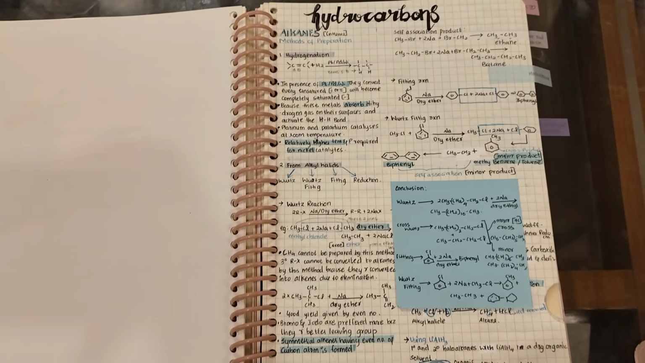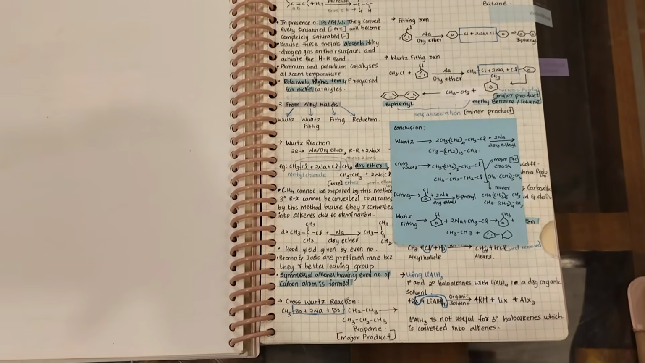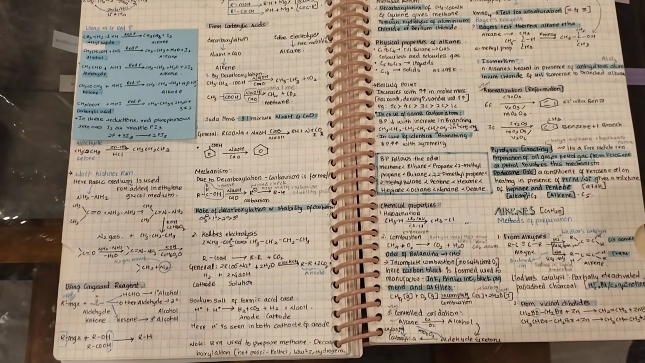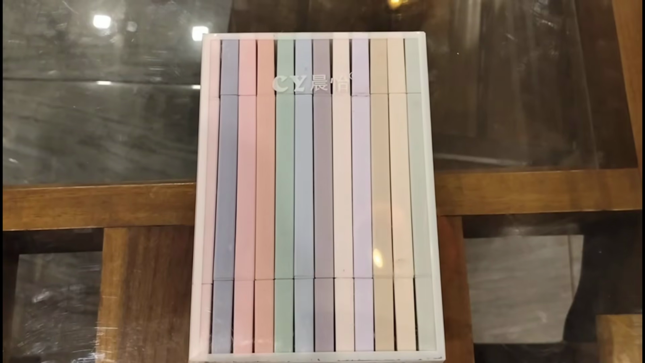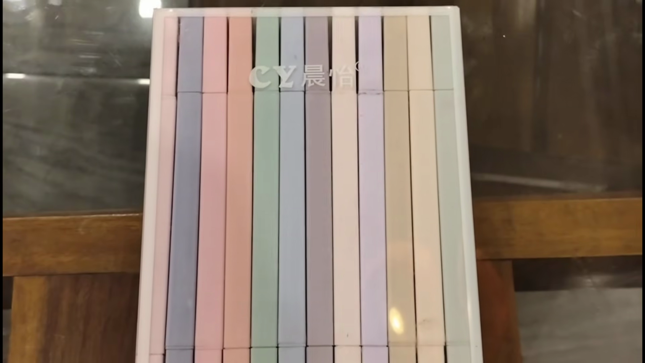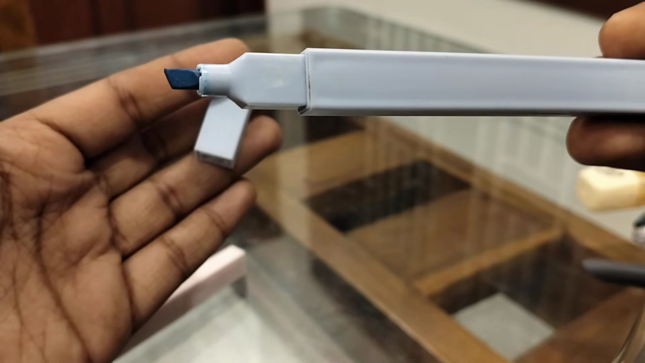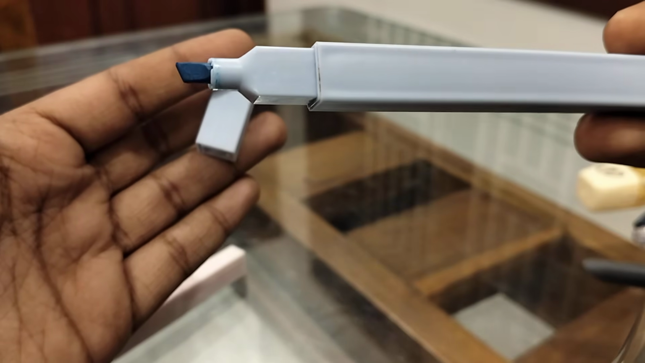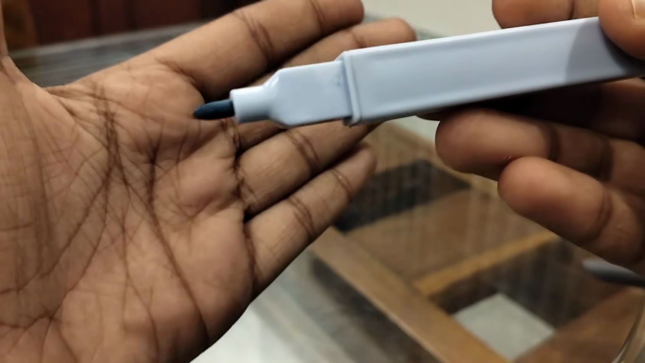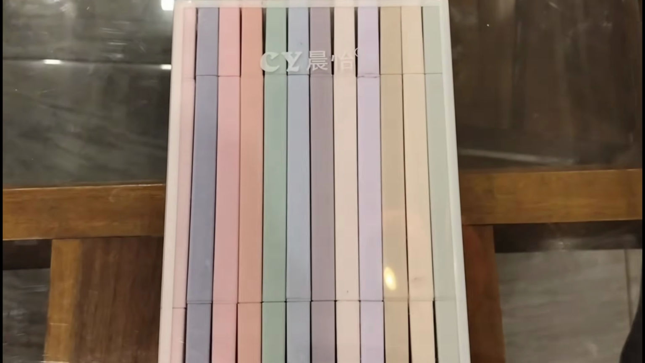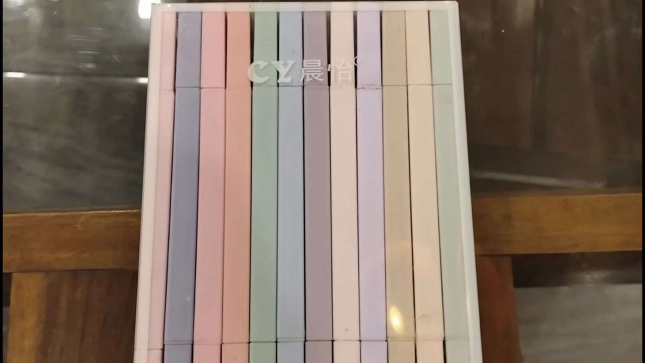Here I have used 2 highlighters, the lighter blue one for highlighting the subheading and the darker one for highlighting the important points. This is actually a set of 12 colors. It has 2 sides. One side has a thick nib like normal highlighters, and the other side looks like this. I love these highlighters. These are very useful in making pretty notes. I'll give the link below.